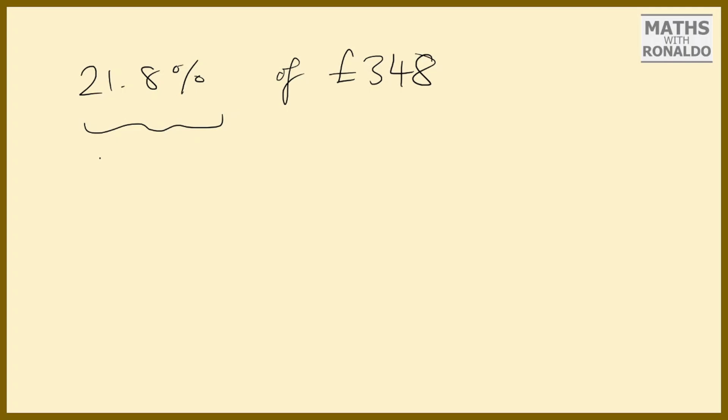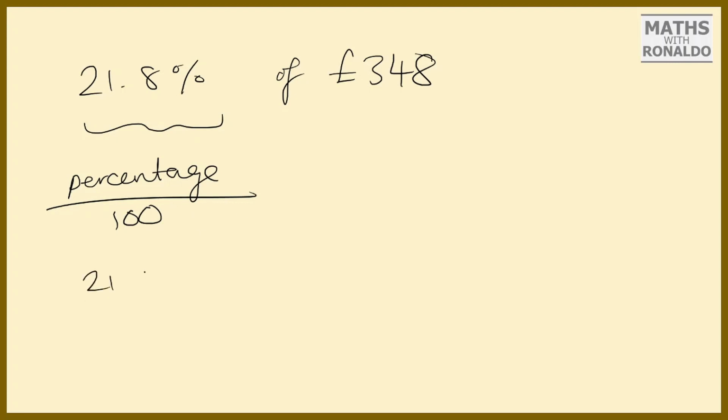Finally, we have percentages. If I gave you a percentage 21.8%, and I said I wanted to find 21.8% of 348 pounds, well, it's important to know that each percentage represents a multiplier, and the multiplier is given by the percentage divided by 100. So in this case, 21.8 divided by 100. And quite simply, when you divide by 100, you just move the decimal place 2 places to the left. So that's the same as 0.218.